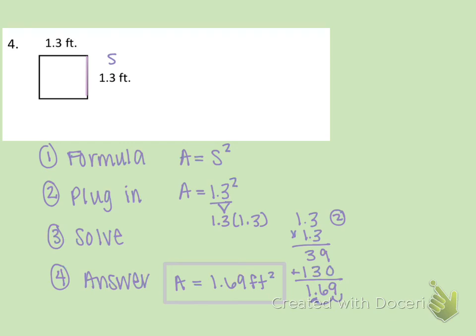Okay, so for this one, you should have gotten A equals S squared, followed by A equals 1.3 squared. 1.3 squared's work is right here. And then writing your final answer and boxing it, making sure that you have this feet squared. You have feet because you have your unit, and then you also squared it here.